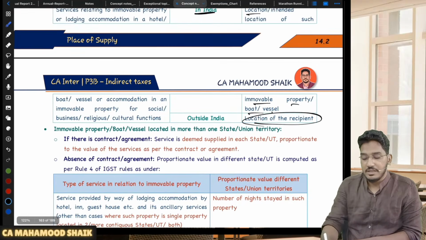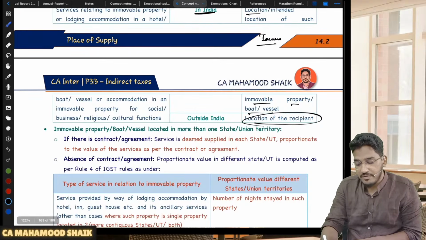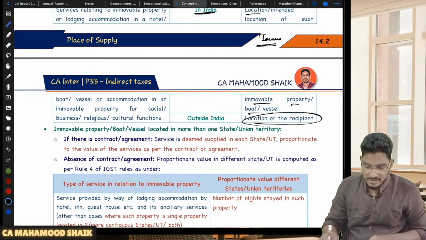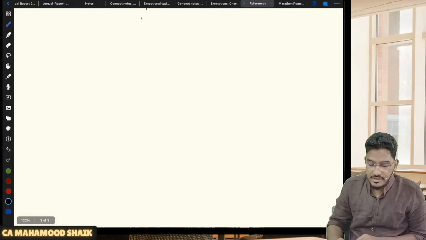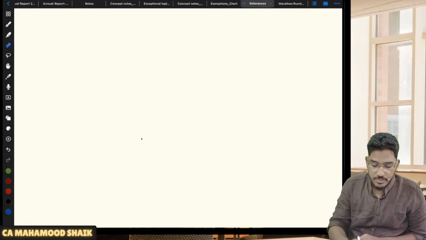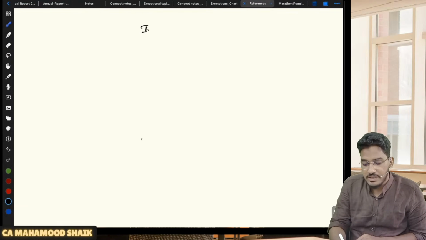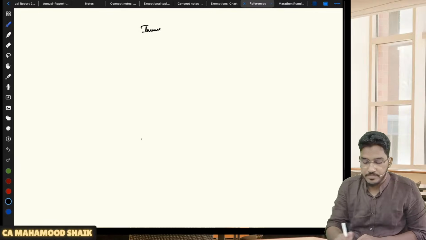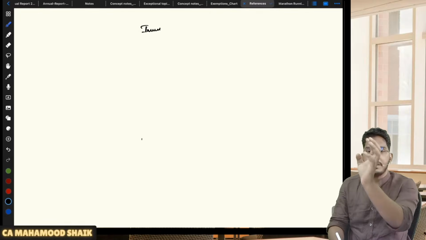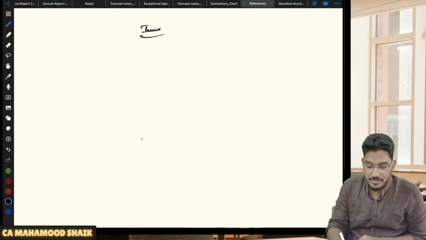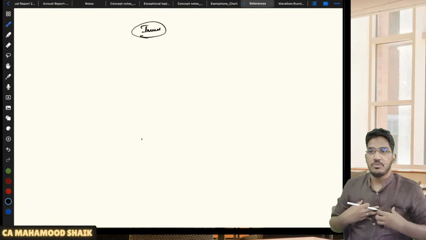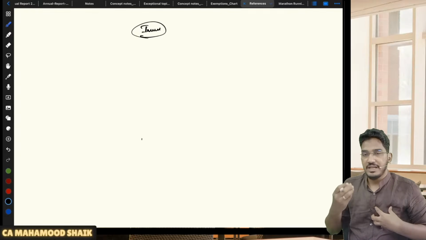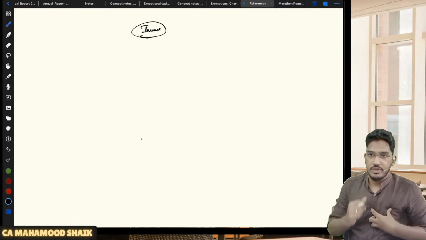Sometimes the immobile property regarding which you are availing the services might be spread across multiple states. Sometimes you might be receiving services in relation to immobile property, but those services might be spread across multiple states. Then you have to bifurcate the value of the supply to each state. So you have to bifurcate the entire value among different states to determine the place of supply.